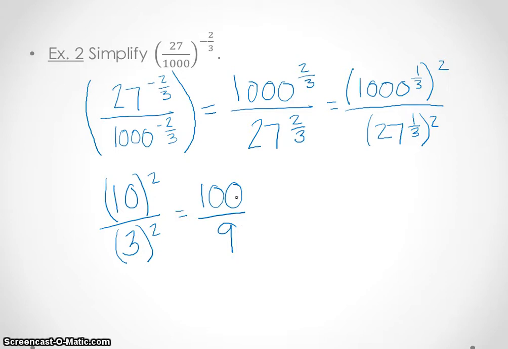So that's not actually going to work because neither of those go into 100, so this is in its simplest form. If you needed to check that in your calculator, that would be just fine, but we now know that 100 over 9 is our final answer there. Okay, so the only difference between this and the last section is that we started out with 27 on top and 1,000 on the bottom, and since they were both negative exponents, they just flip-flopped. Okay.